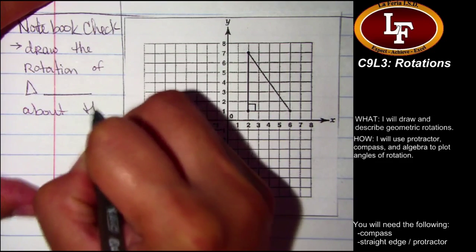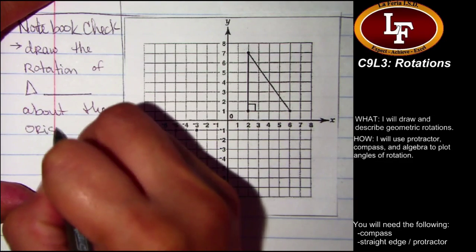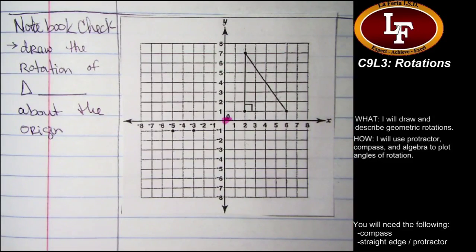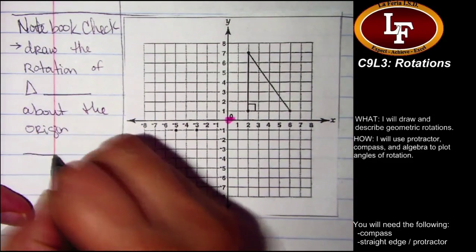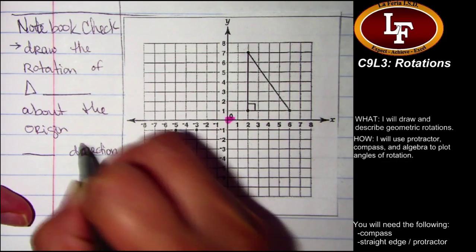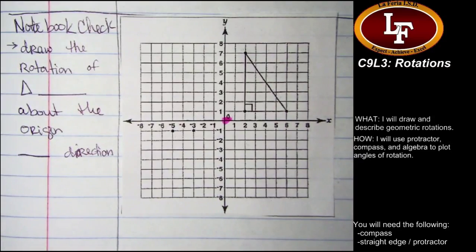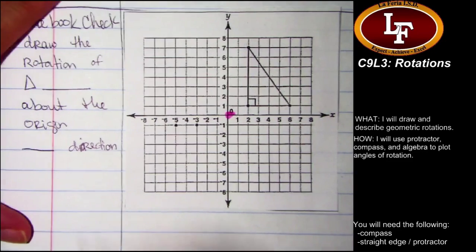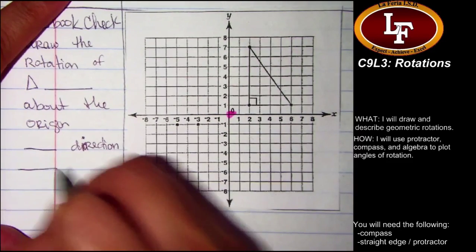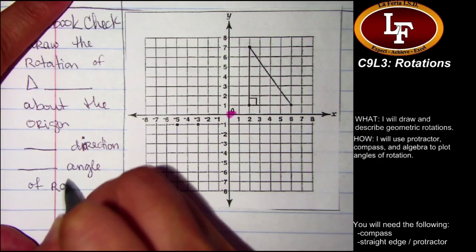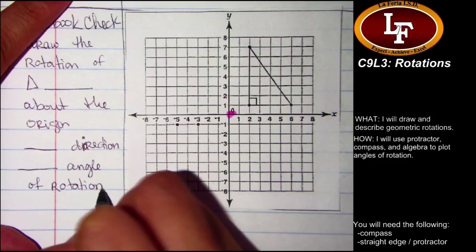Okay, so draw the rotation of the triangle about the origin. So you know your center of rotation is going to be right there. And then I need you to tell me what direction you are going to rotate. Any direction. You have to choose clockwise or counterclockwise. You can't rotate up. And then you need to tell me how far you are rotating, so you need to give me your angle of rotation.